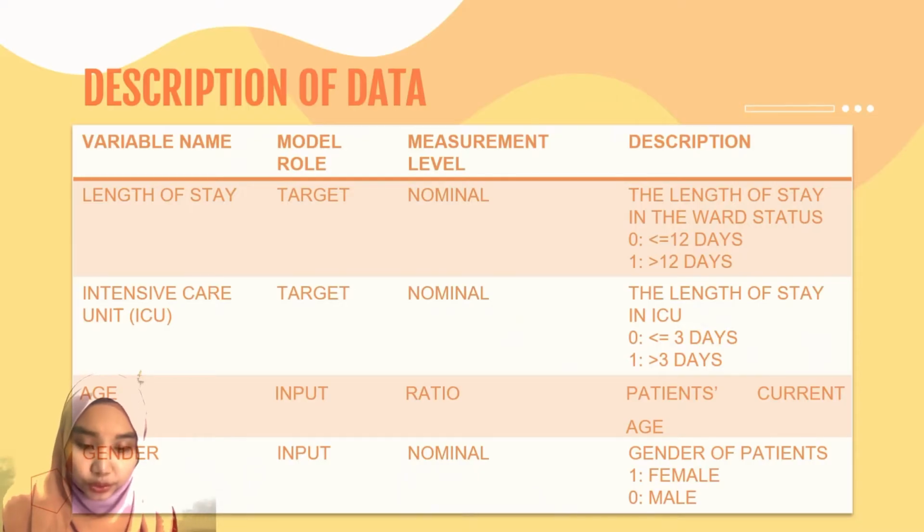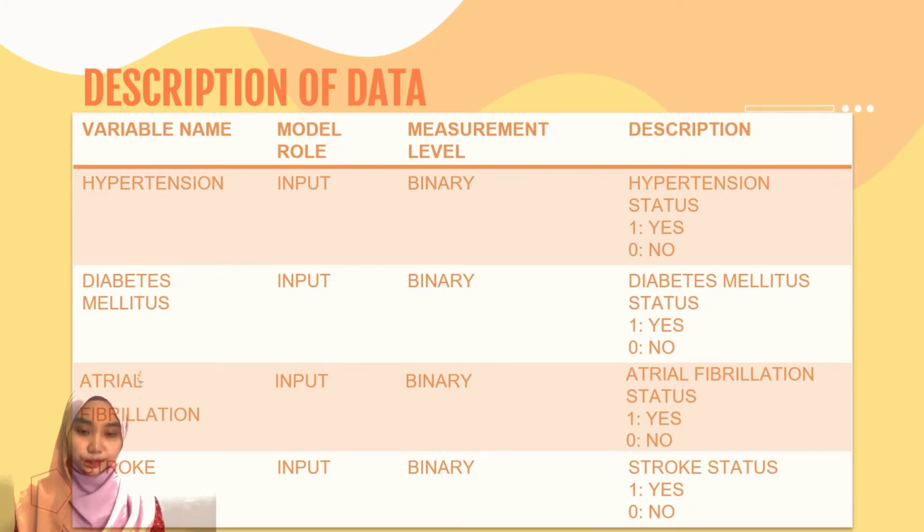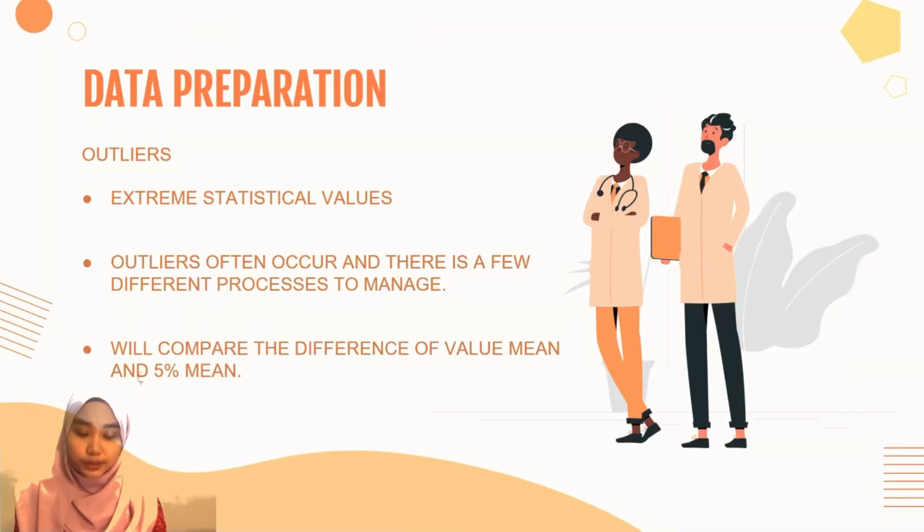The table shows a description of the data, where it contains the variable name, model role, measurement level, and description of the variable. Next, we move to data preparation, where this study deals with outliers. Outliers mean extreme statistical values. Outliers often occur and there are a few different processes to manage them.